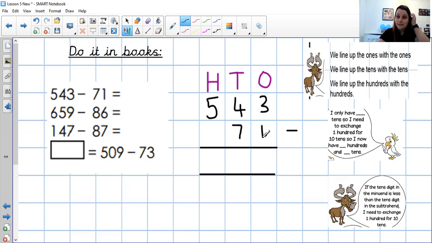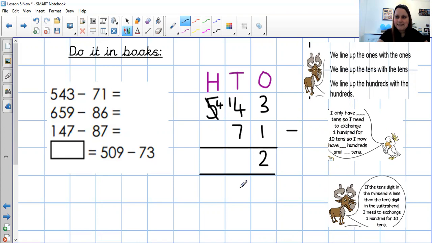So let's start with the ones. 3 ones subtract 1 one. So I know that I'm going to be left with 2 ones. 4 tens subtract 7 tens. Well, Colin has told me that if the tens digit in my minuend is less than my subtrahend, I'm going to have to exchange 100. So I'm going to exchange my 100 for 10 tens.